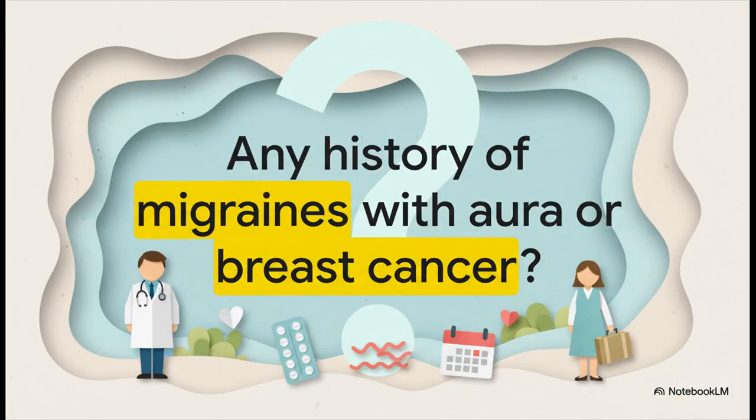The next big ones are migraines and cancer. Specifically, you need to ask about migraines with aura. Why? Because the estrogen in the combined pill can increase the risk of an ischemic stroke in these patients. It's a small risk, but a very serious one. And of course, you must screen for hormone-sensitive cancers like breast cancer.